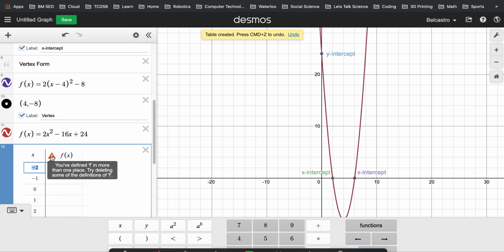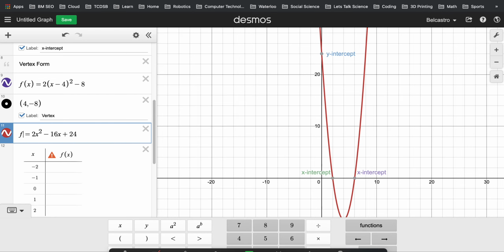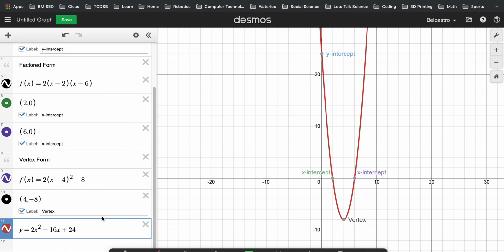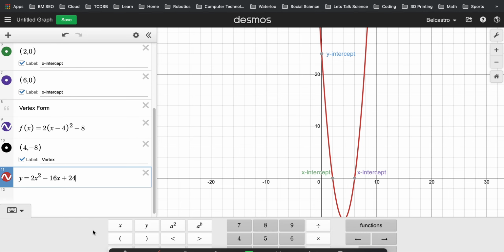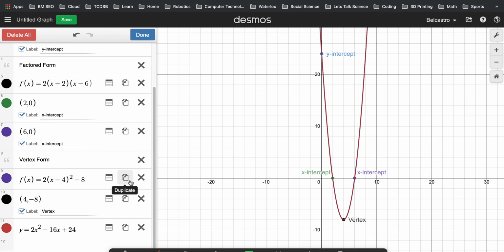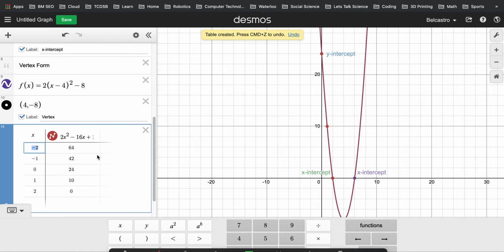Why didn't it convert? Okay. I have too many functions of the form f. I'm just going to call this y. Let's get rid of that. It's because I have more than one function defined as f of x, Nathan. That's kind of a no-no here. I'm just going to change this to y so that we're not running into that. And here we go. So we have some data.